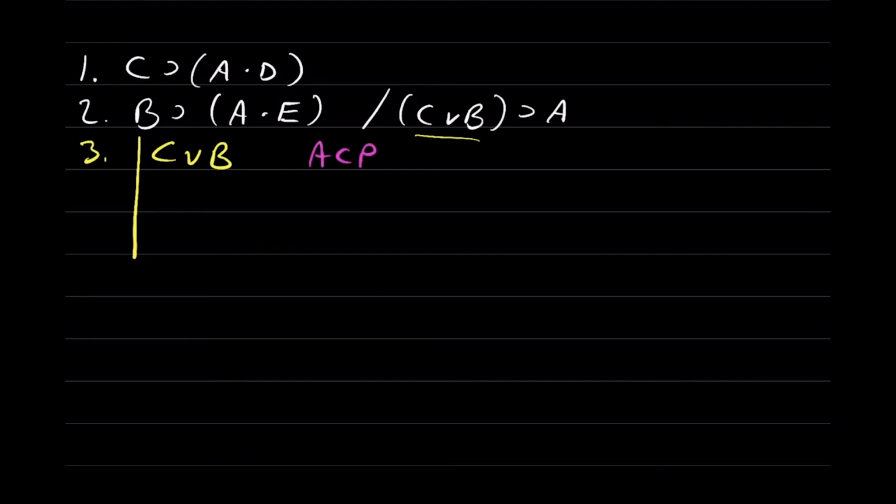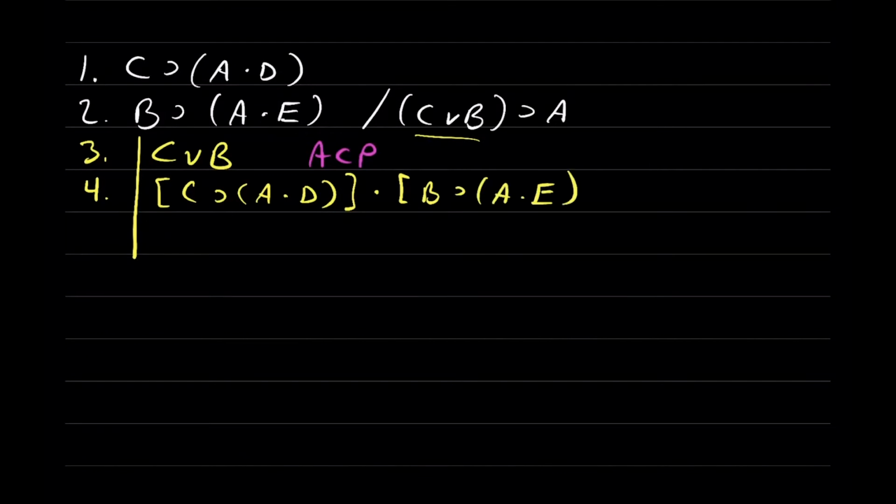So I'm going to set up a constructive dilemma step, but to be able to do that, I have to conjoin lines 1 and 2 together. So this is going to be fairly lengthy because I'm going to have to add some square brackets. So C implies A and D, close that bracket, and another bracket. B implies A and E, and close that bracket. And that's going to be lines 1 and 2 by conjunction.